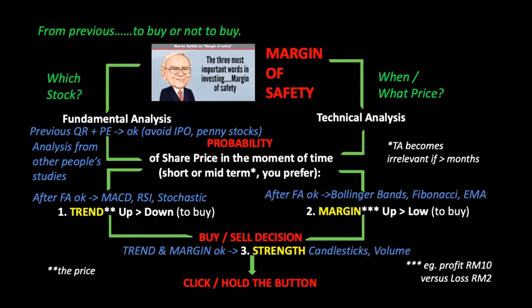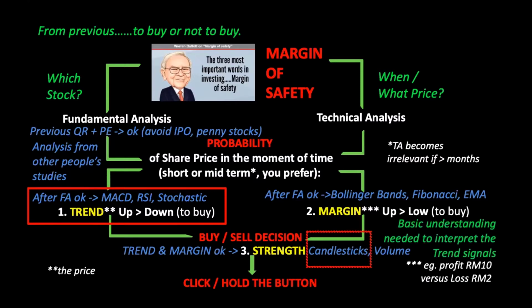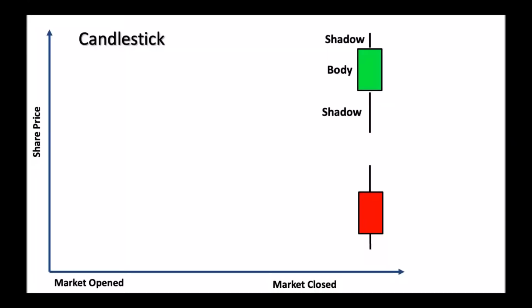So once the stock is found to be okay in terms of fundamentals, then we use technical analysis to look into the probability of success based on the trend, margin, and strength. So today we are talking about the trends. Anyhow, I realized that we still need to touch a little bit on candlesticks. We don't go into the detail about the patterns and signals, but at least some basic understanding is needed because we find that it's needed for us to interpret all this MACD, RSI, stochastic. Okay, so now we move on.